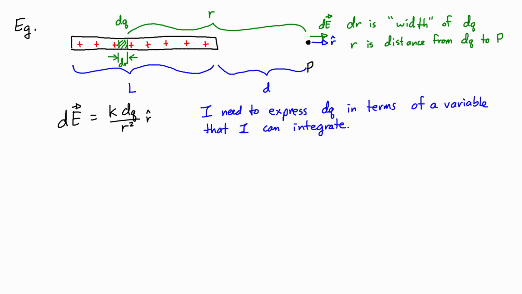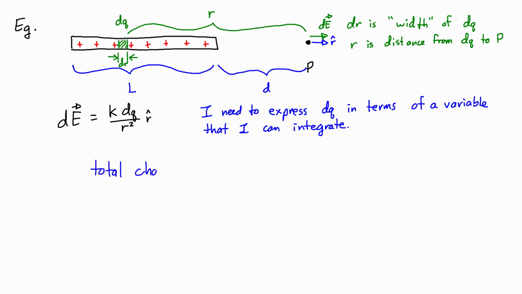That's why I defined dr as being the thickness or the width of dq, because r varies. As we integrate along this, r is going to change because dq is going to go from one end of the wire to the other, getting closer or farther away depending on which direction we choose. The important thing is that r is going to change, so it's really good to have the integrated variable be some function of r. So if I can express dq in terms of dr, then I can integrate along r, and that will work nicely. The trick then is to find some way to express dq in terms of dr.